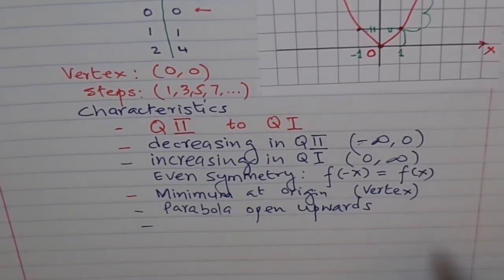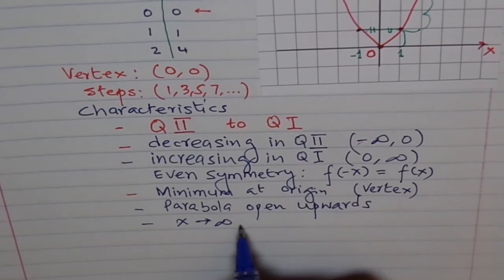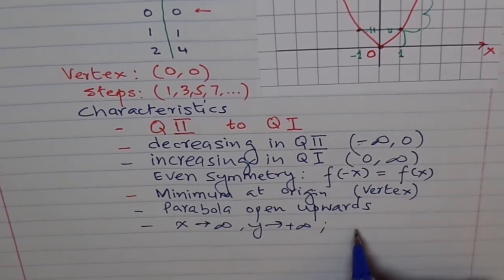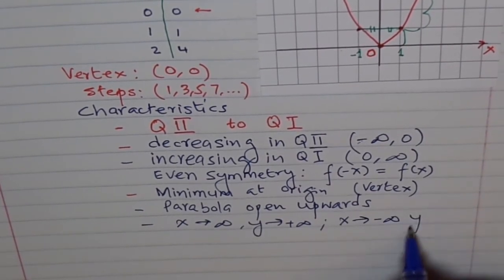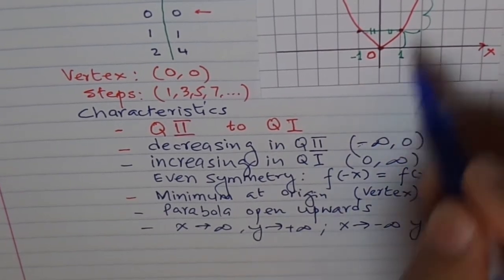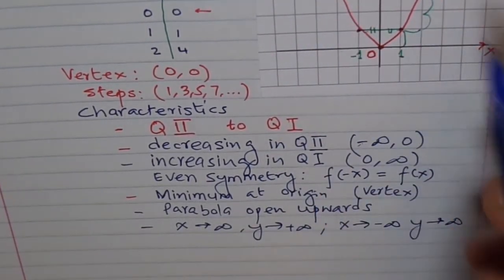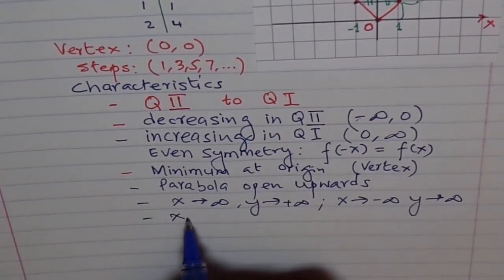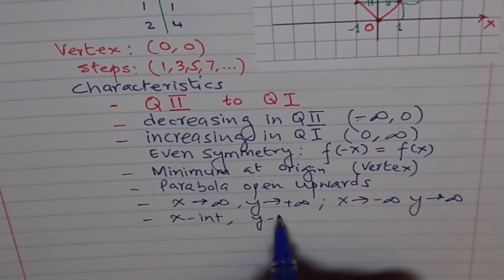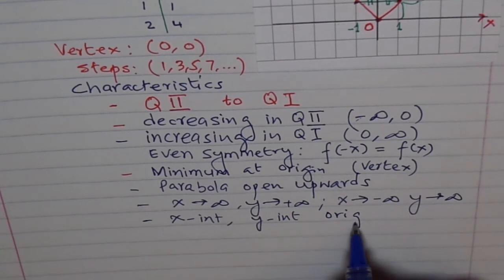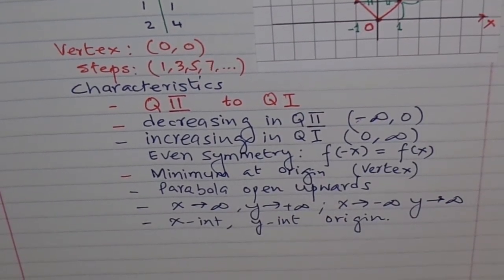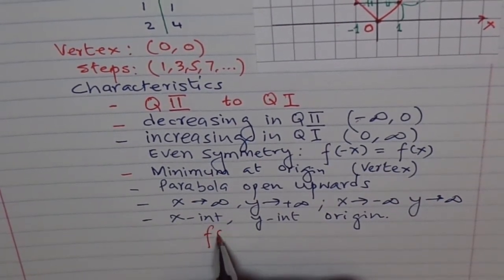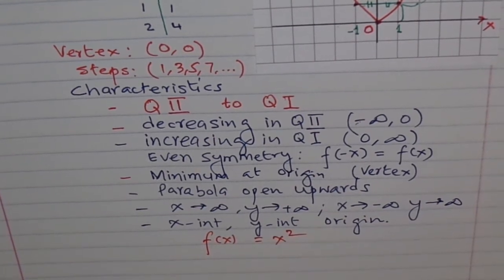How about the end behavior? As x approaches infinity, y approaches plus infinity. Yeah, upwards. How about x approaches minus infinity? y approaches plus infinity. Because it moves up. It's going from quadrant 2 to quadrant 1. Correct? How about x and y intercepts? They are at, yes, the origin. These are some of the characteristics of our parent quadratic function f(x) equals x squared.